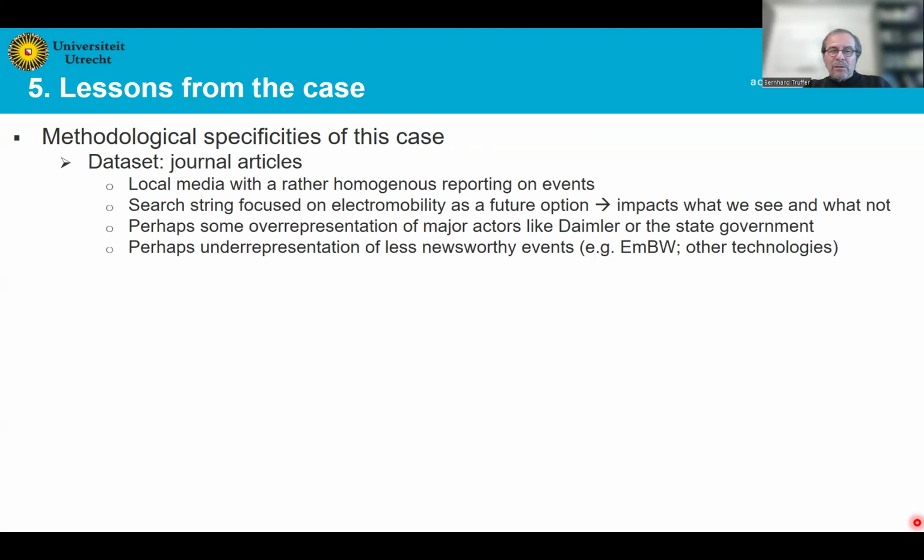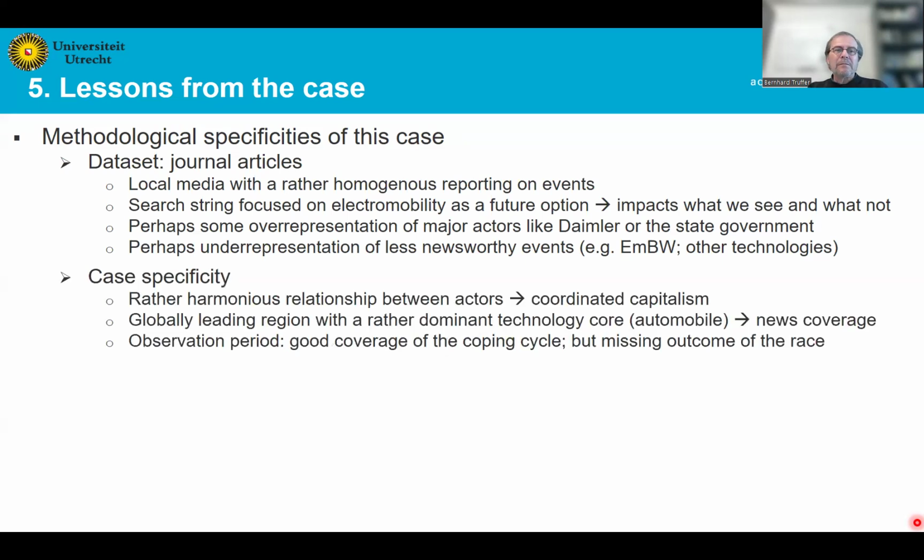Due to the newspapers as a database, we might have some overrepresentation of major actors like Daimler or the state government that have a lot of resonance, of course, in the public sphere. And at the same time, perhaps an underrepresentation of less newsworthy events that were still equally important. For instance, electromobility Baden-Württemberg was a very important actor that came out from the interviews, but it was not so prominent in the newspapers.